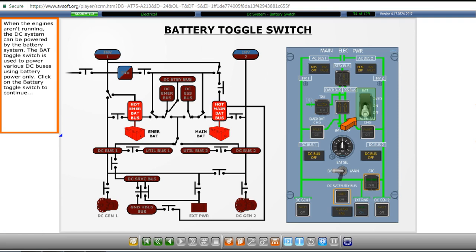When the engines aren't running, the DC system can be powered by the battery system. The battery toggle switch is used to power various DC buses using battery power only. Click on the battery toggle switch to continue.